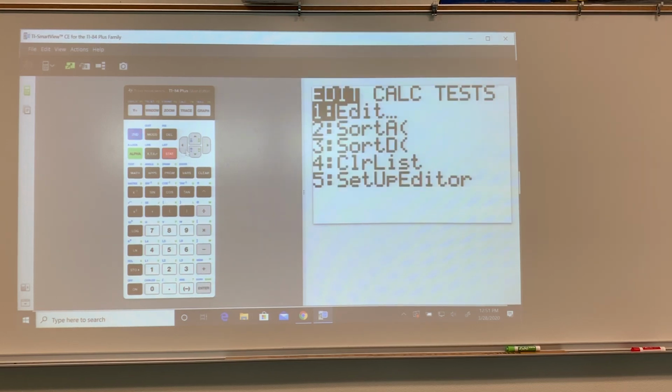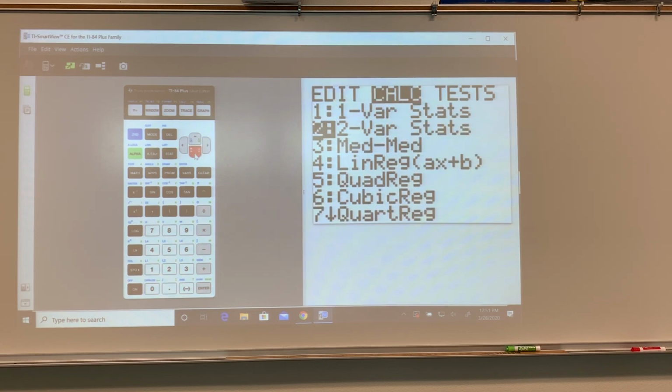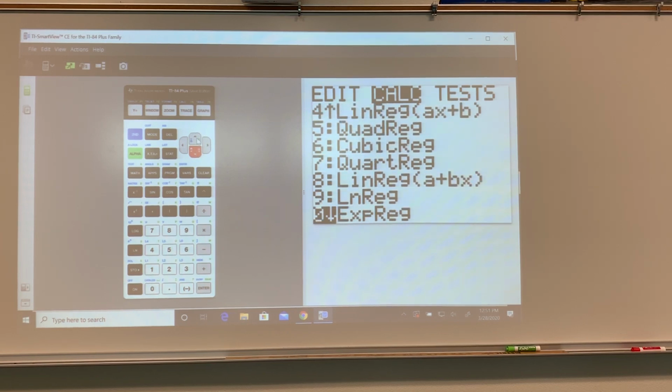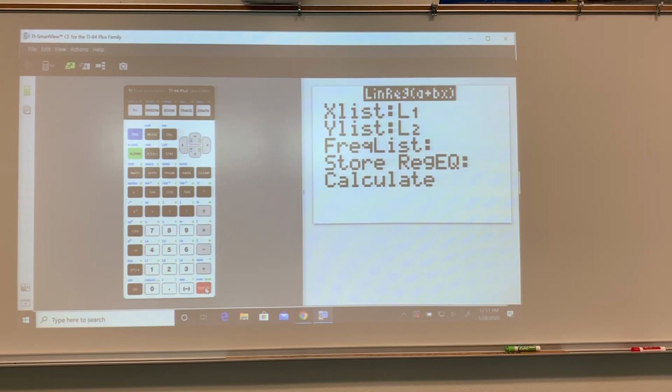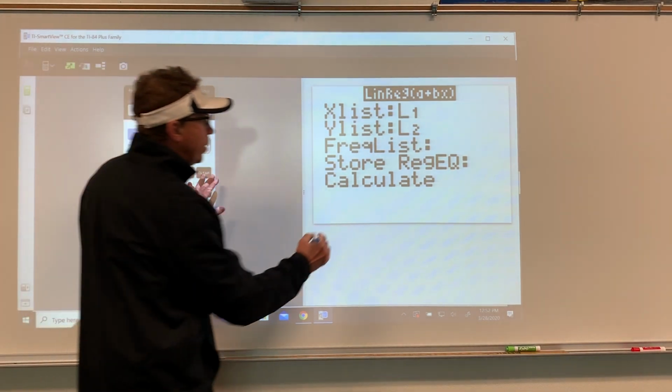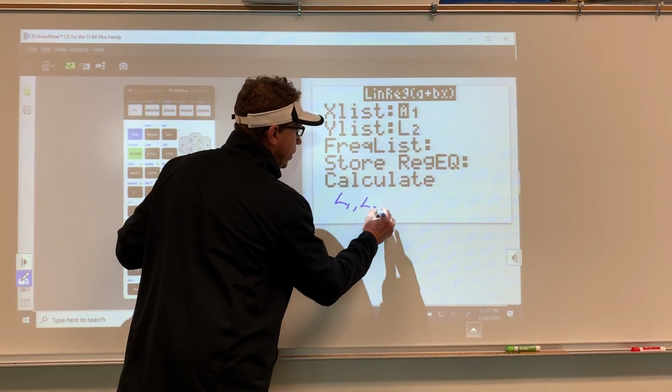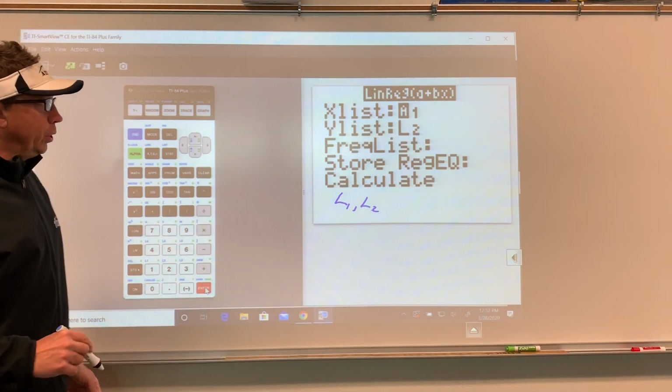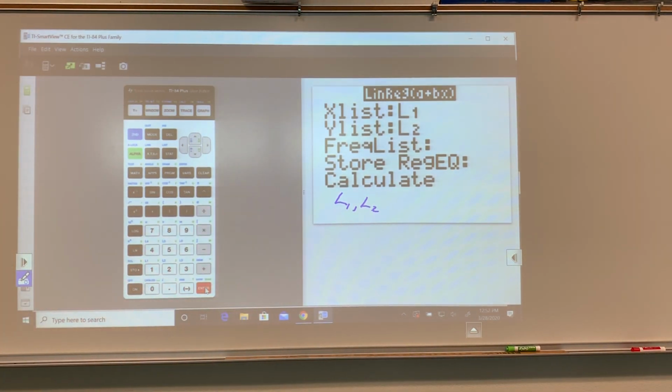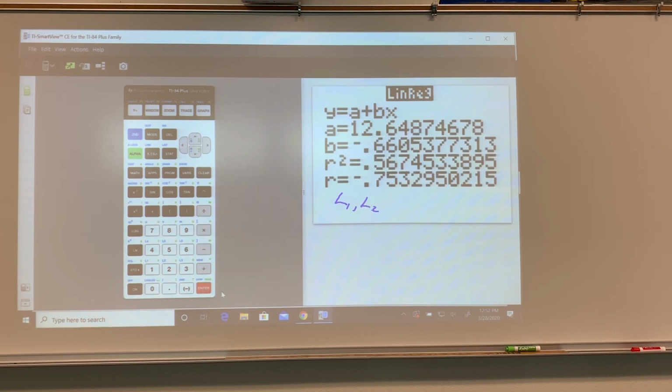I'm gonna go stat, calc, and this time I'm gonna scroll down to number 8. There's all kinds of regression analyses you can do, but we use number 8 for lines, linear regression, A plus BX. I'm gonna hit enter. This is where you are probably gonna type in L1, comma L2, probably on your calculator. Although you might have mine, I'm not really sure. Okay? So I'm going to slide down to calculate. And there we go. Okay?